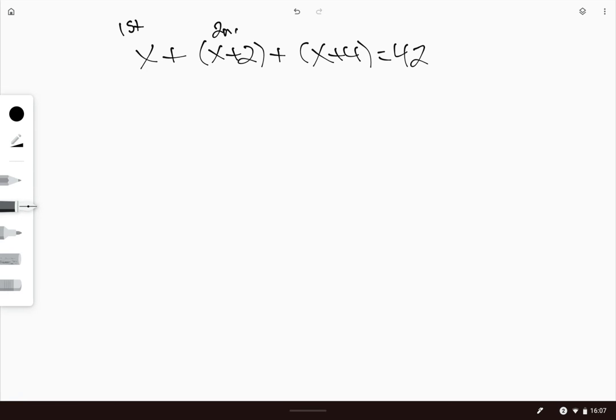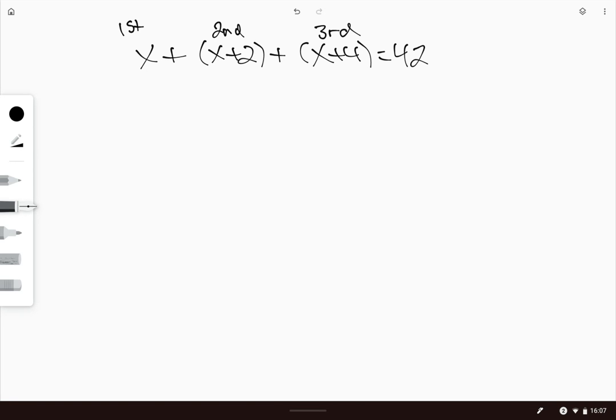So let's go ahead and set this one up. I'm going to have x plus 2 this time, plus x plus 4. And all of that equals 42. So there's my first, my second integer, and my third.